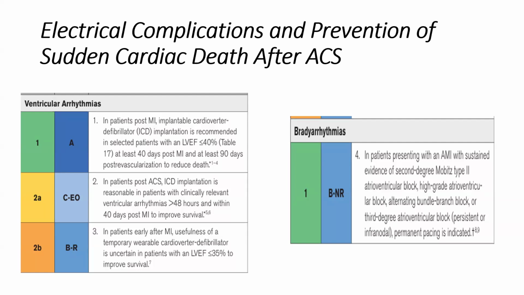If you are dealing with a patient with acute myocardial infarction with evidence of second degree Mobitz type 2 AV block, high degree AV block, alternating bundle branch block, or third degree block, then it is always advisable to go for permanent pacing.